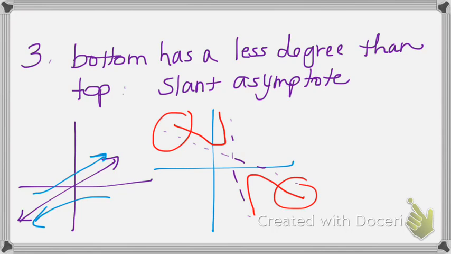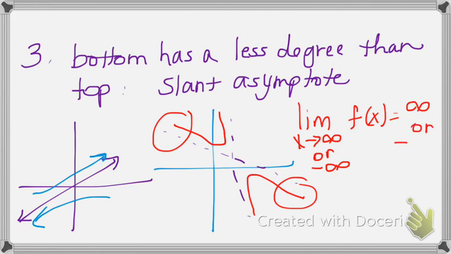And what that means is that the limit as x approaches infinity or negative infinity on those is either infinity or negative infinity. And to figure it out, you kind of just plug it in. And I'll show you that.